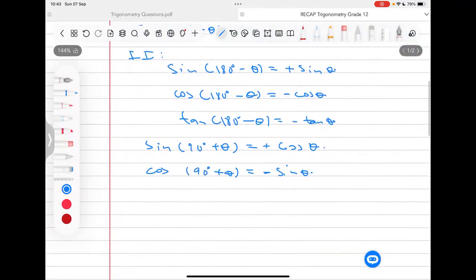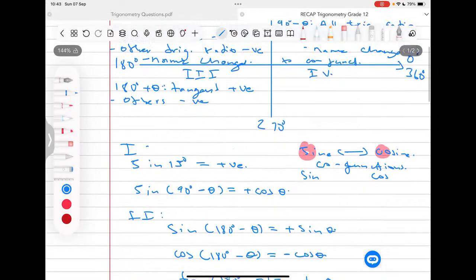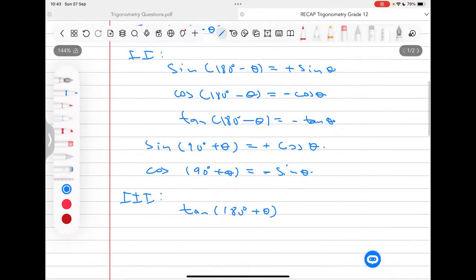So what does that mean? Now here we are in the third quadrant. So if I were to have a tan of 180 degrees plus theta, because we are in the third quadrant, this would mean I'm going to have a positive tan theta. So this will reduce to a tan theta.